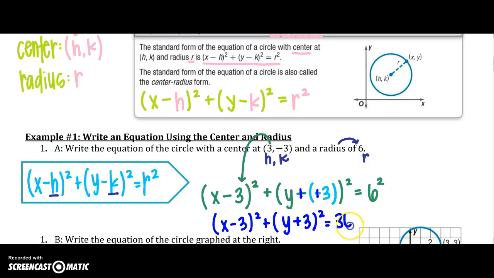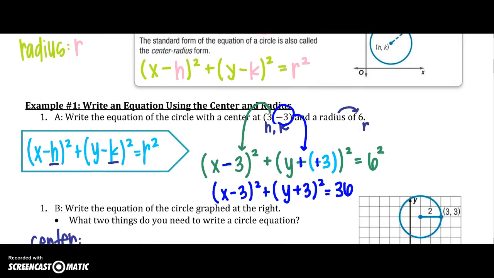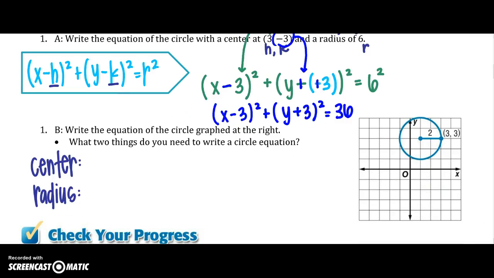equals, and then simplifying it, 36. So if my number is a negative, it's actually going to become positive in the equation. If it's positive, it's just going to stay a negative. All right, here's another type of example.